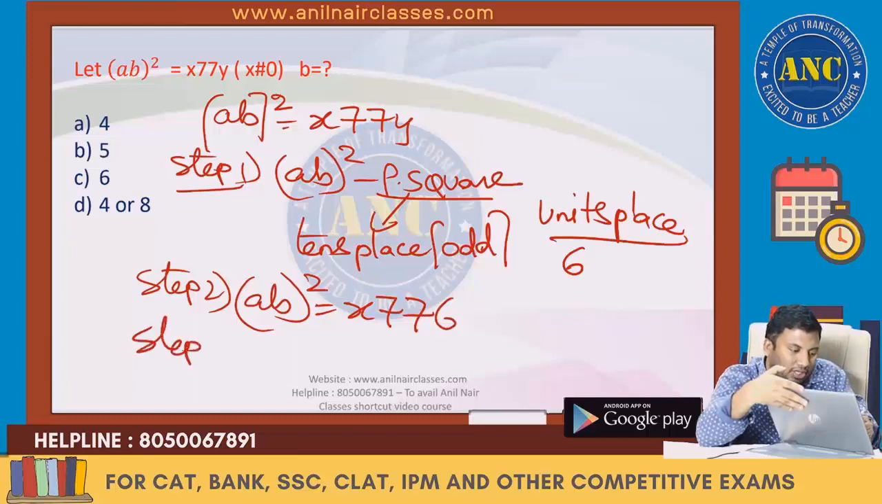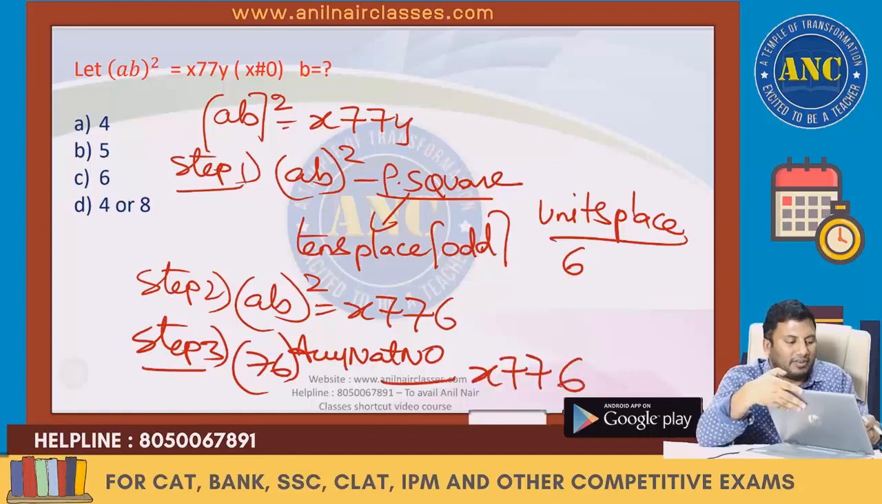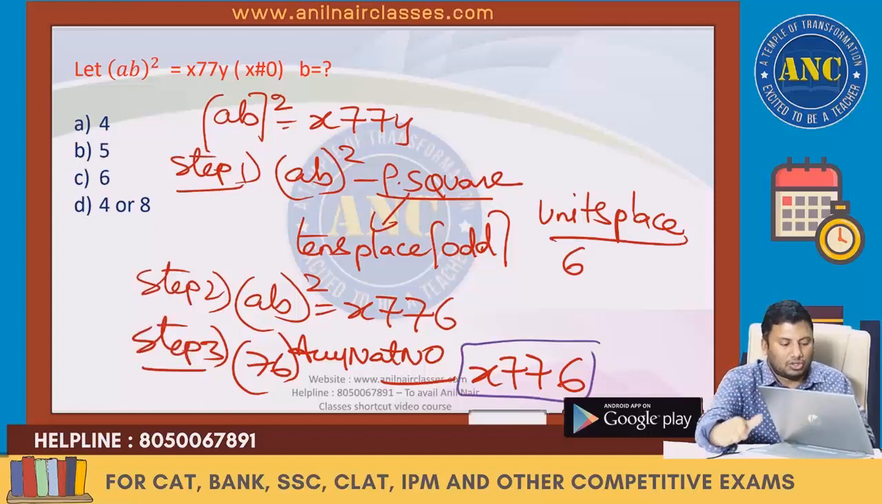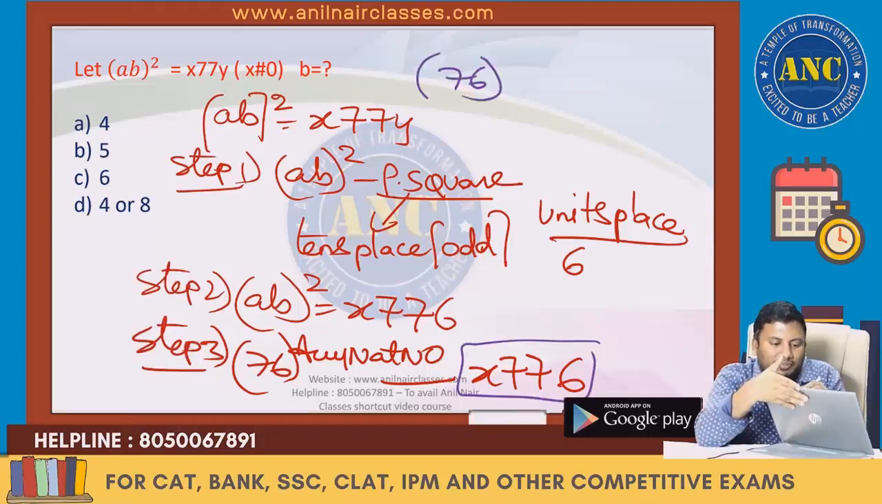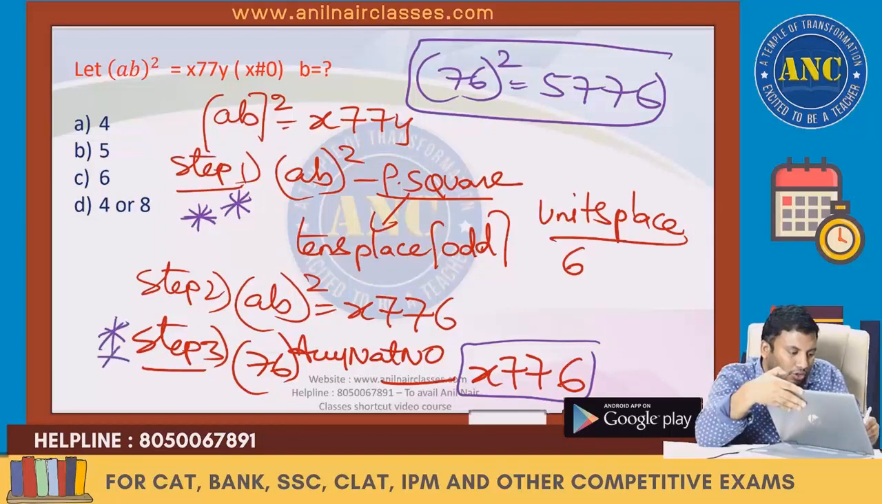Step number 3: 76 to the power of any natural number, the last 2 digits are 76. So 76 square, if I solve 76 square, is 5776. Only thing is, this point you should know.